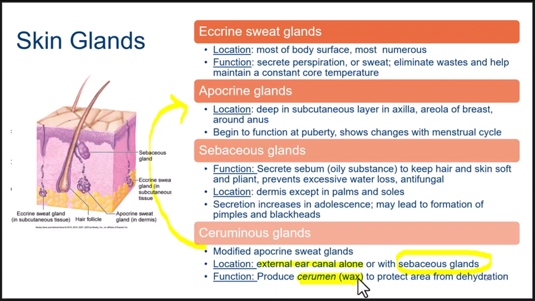So this waxy substance is actually a combination of secretions from the ceruminous glands and the sebaceous glands that form that wax. And although there are some benefits to wax, it can accumulate and block hearing and cause hearing loss in some individuals.